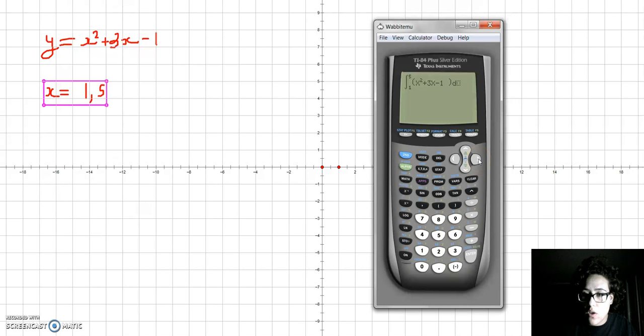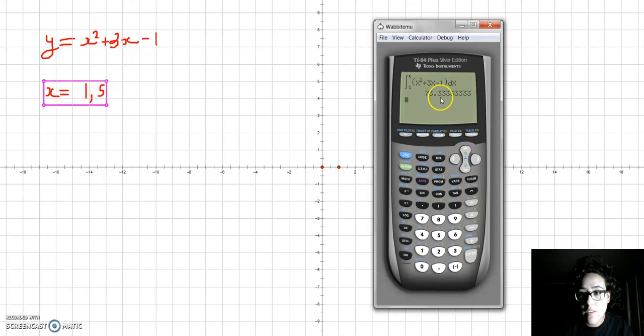Then we click the right arrow again, and to the right of d, we want to put the actual variable that we are measuring. In this case, it's x. If we had y equals t squared plus 3t minus 1, then we would enter t. Most of the time you're going to find it to be x, because x is just the standard in math. Once we have that all entered in, we press enter.